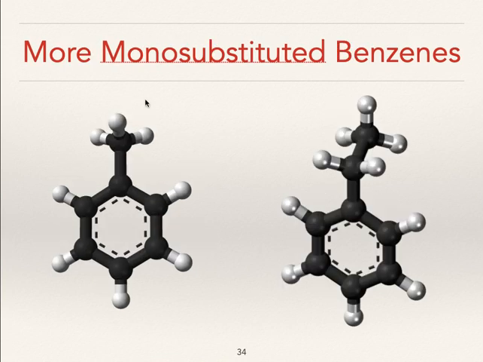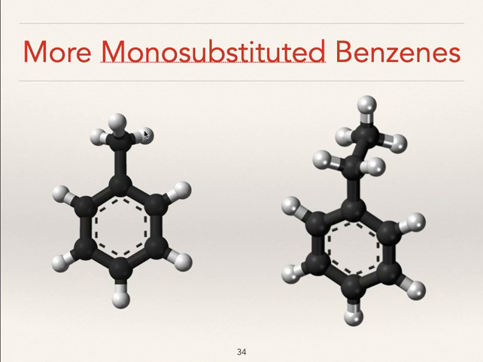But we can do this a little differently. These are still mono-substituted because we're substituting one of the hydrogens, right? There should be a hydrogen right here, but we've taken the hydrogen off. But now instead of putting one single atom, we've put a collection of atoms.